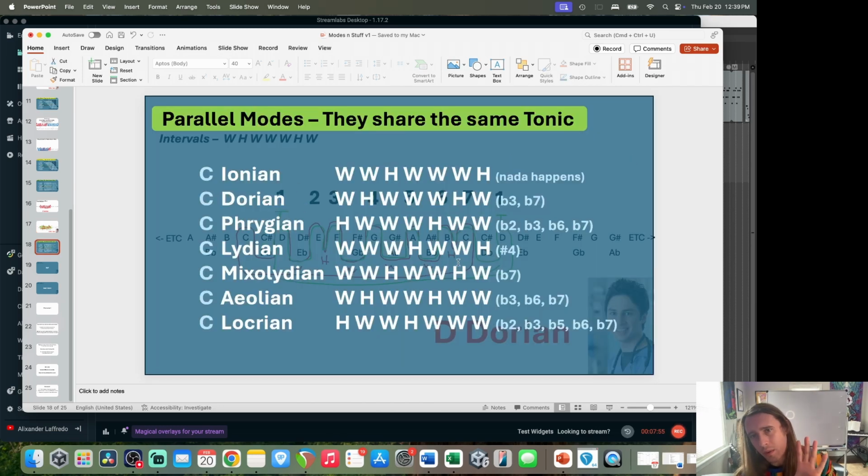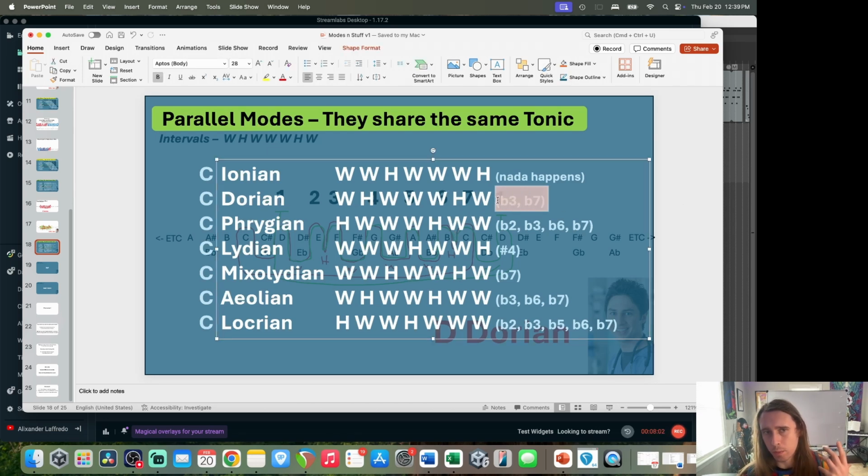This is another chart. I won't go super into it, but if you want to turn Ionian into another mode really quickly, you just have to know which notes to sharp or flat. So if you want to go Ionian to Ionian, nothing happens. Ionian to Dorian, you flat the 3rd scale degree and you flat the 7th scale degree. Ionian to Phrygian, you flat the 2nd, flat the 3rd, flat the 6th, flat the 7th. From Ionian to Lydian, you sharp the 4th. From Ionian to Mixolydian, you flat the 7th. From Ionian to Aeolian, you flat the 3rd, the 6th, and the 7th. And from Ionian to Locrian, you flat the 2nd, the 3rd, the 5th, the 6th, and the 7th.